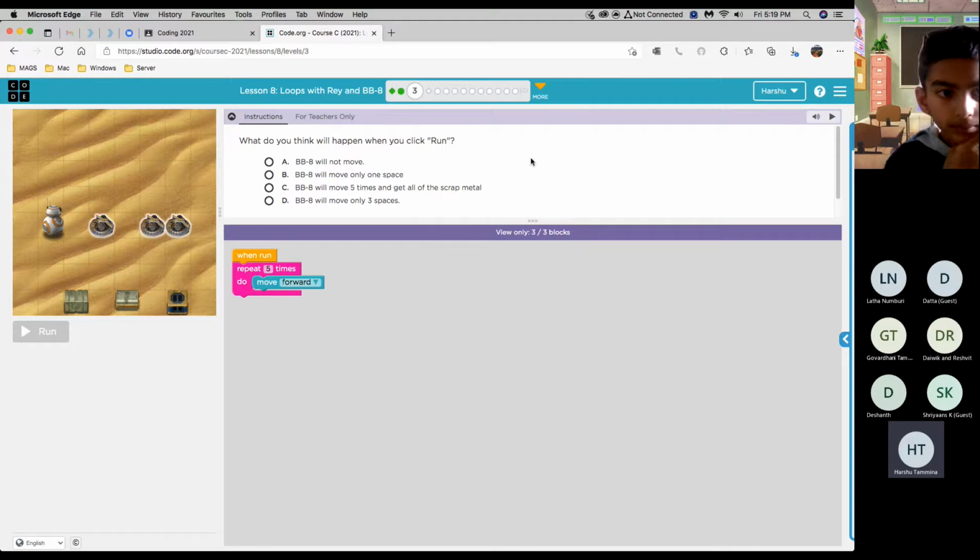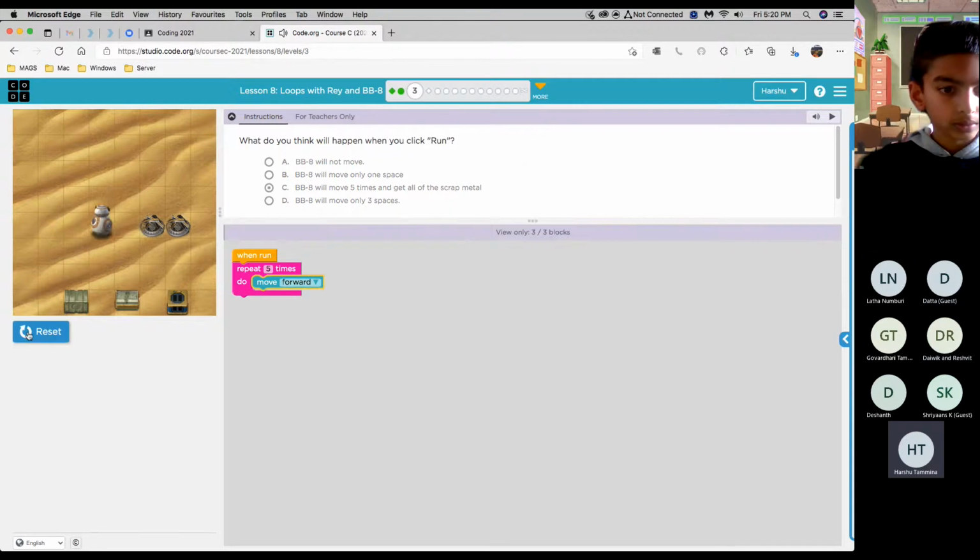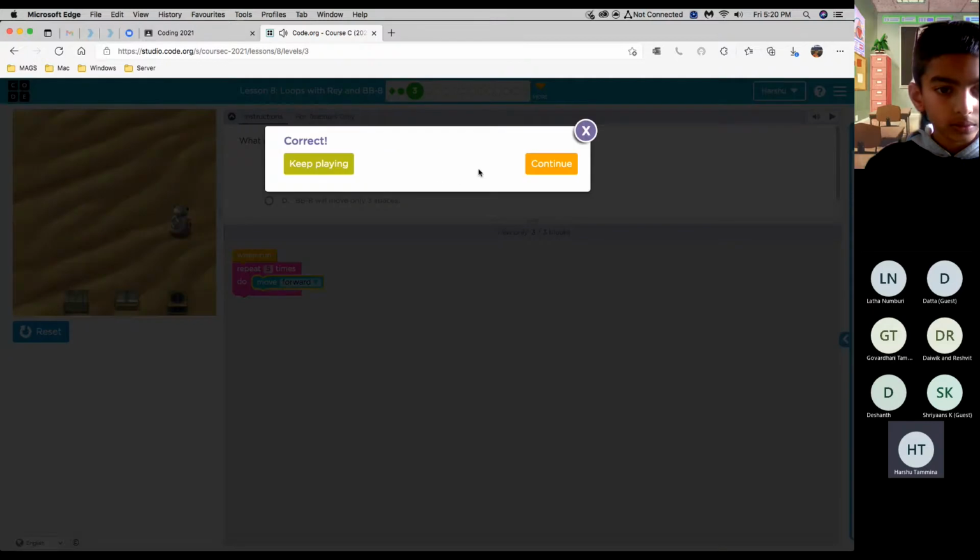What do you think will happen when you click run? BB-8 will not move. BB-8 will only move one space. BB-8 will move 5 times and get all of the scrap metal. BB-8 will only move 3 spaces. C. Does everyone else agree on C? C. Yep. Okay, let's see. Let's run. Yep, that's correct. Good job, you two.